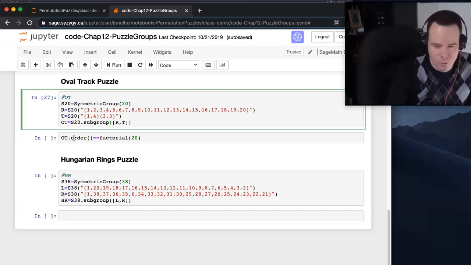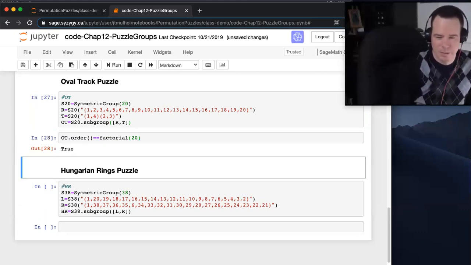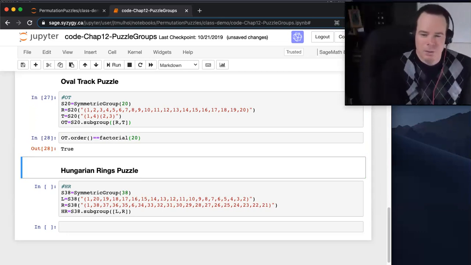So I really want to know, is ot.order the same? That's the double equal to. This is asking a question now. Are these two things equal to each other? This is a Boolean statement. Is it the same as 20 factorial? Let's execute. And it comes back saying, yep. Those are the same size.